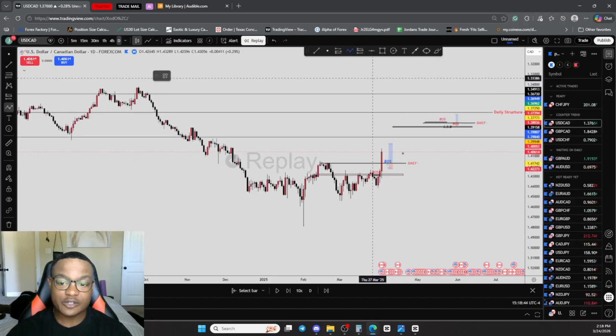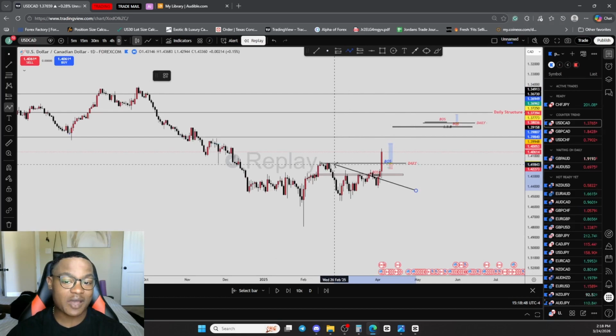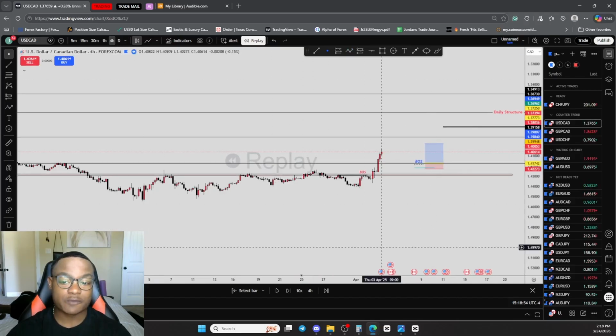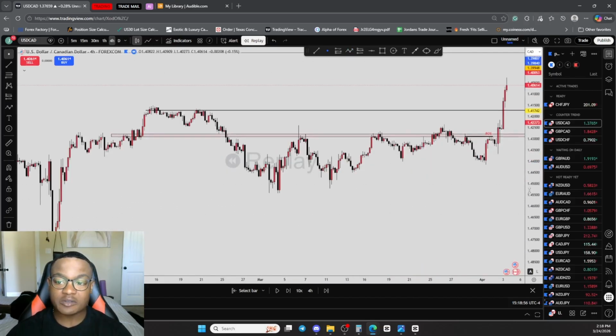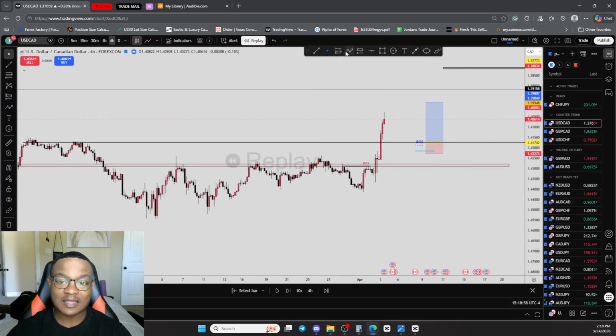We see clear as day price give us a break of structure heading towards the upside, breaking past these higher highs. As soon as price gives you the break of structure, go towards the 4-hour time frame and see if we're doing the same thing. On the 4-hour time frame, we see exactly that.